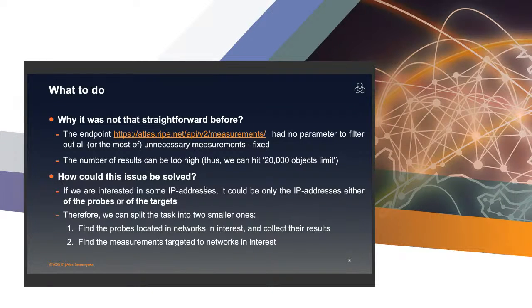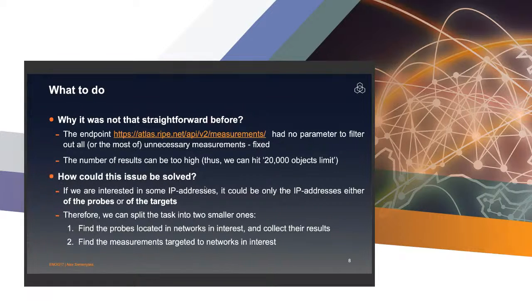In order to find a measurement that is associated with some prefixes, those measurements must either be launched from the probes that are inside those prefixes, or they must have an IP address as the endpoint, as a destination, that's part of those prefixes. So our problem splits into two. First, we need to find all probes inside those prefixes and look through the measurements that they all produce, because they are all part of the networks that we're interested in.